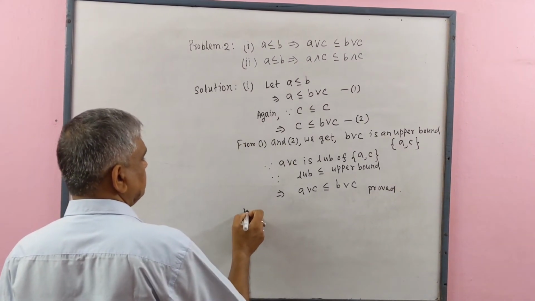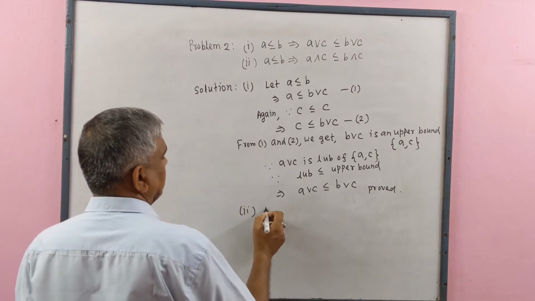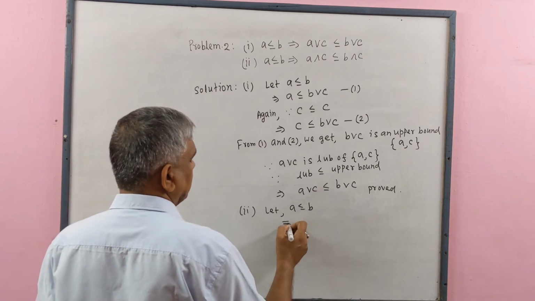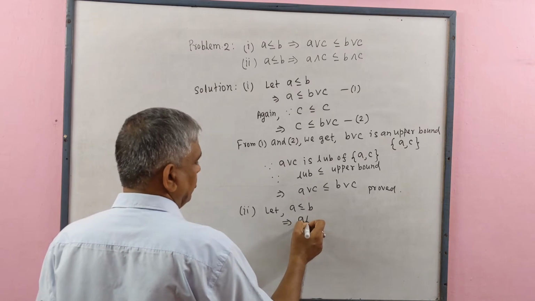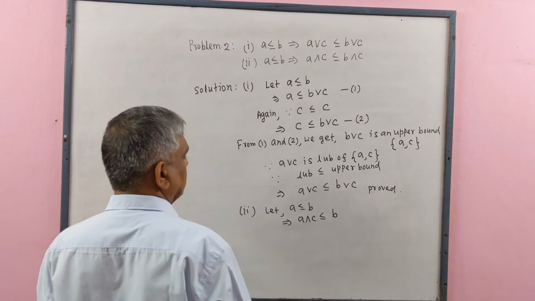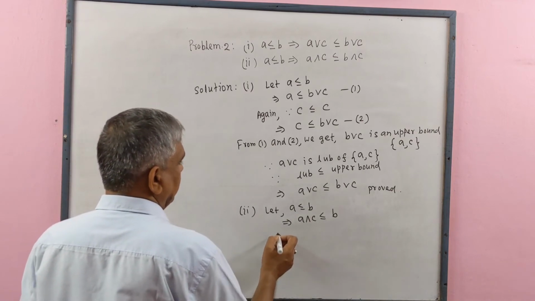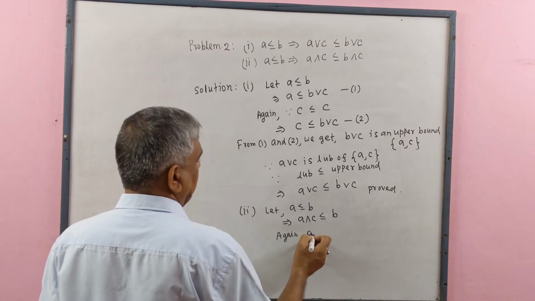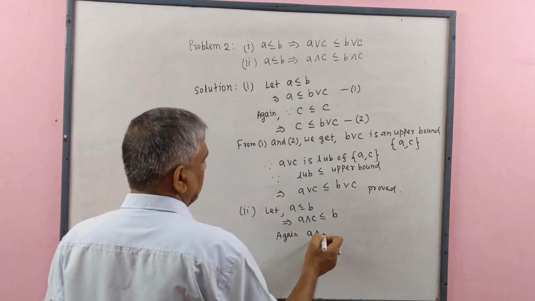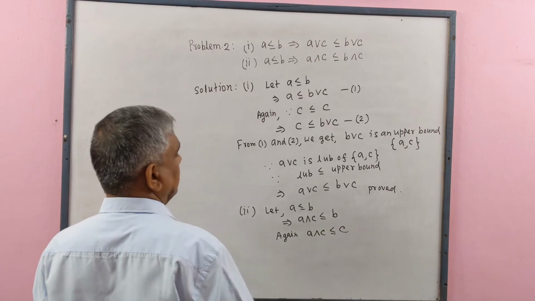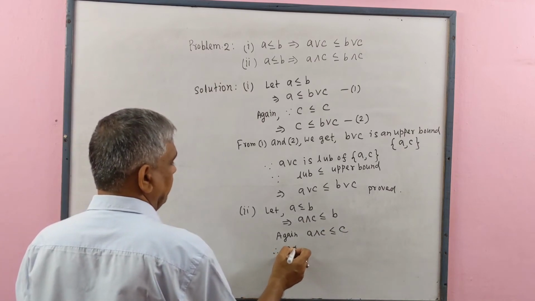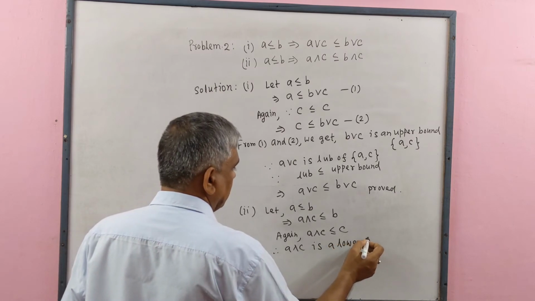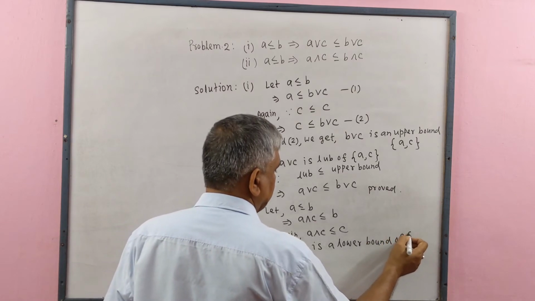Next, number 2. Let A ≤ B, which implies that A ∧ C ≤ B. Again, A ∧ C ≤ C. Therefore, A ∧ C is a lower bound of the set containing elements B and C.